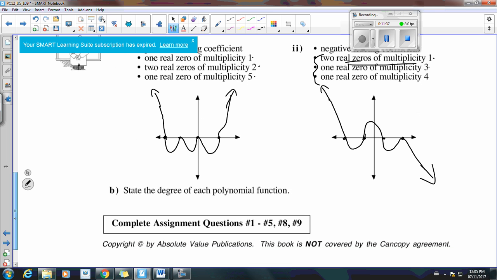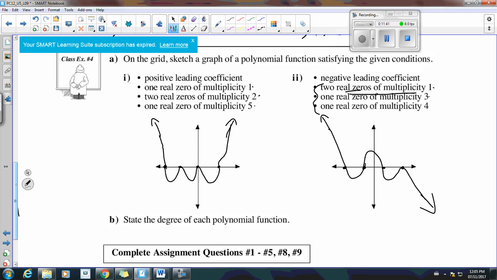So state the degree. And I think I made a mistake with this the first time. It is even though. But 1 real zero of multiplicity 1, so that's 1. 2 real zeros of multiplicity 2, so I need to count that 2 twice. Plus 5 gives me a total degree of 10 for the first one. For the second one, 2 real zeros of multiplicity 1, 1 real zero of multiplicity 4, and 1 of multiplicity 3, which gives me a total degree of 9.